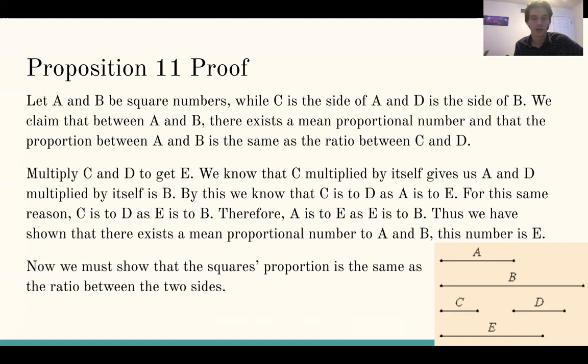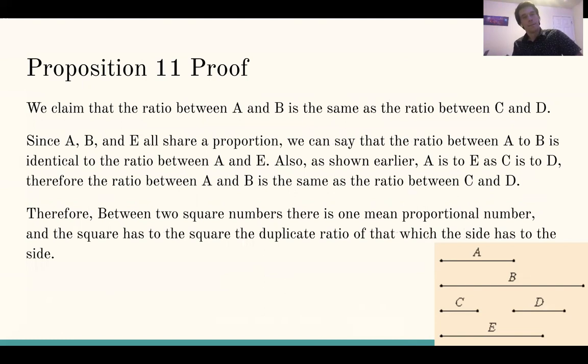And so now we're going to show that the square's proportion is the same as the ratio between the two sides. And so we're going to let A, B, and E all share a proportion. Again, that's just true, since we showed that in the last proof. And so we can say that the ratio of A to B is identical to the ratio of A to E. And we showed in the last proof that A is to E as C is to D. And by these two facts, we know that the ratio between A and B is the same as the ratio between C and D. And again, that's just by proportion. And so we're just done at that point. We know that the proportions are identical. We know that there exists a mean proportional number between the two squared numbers.